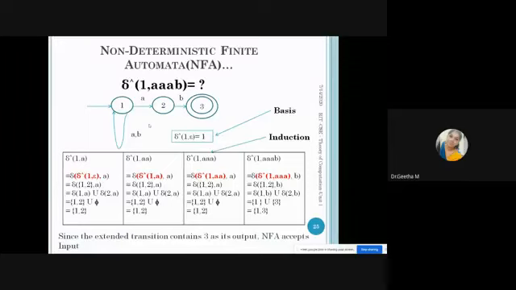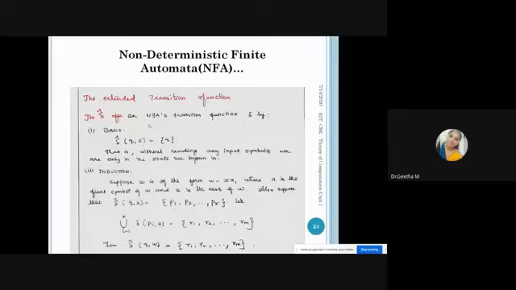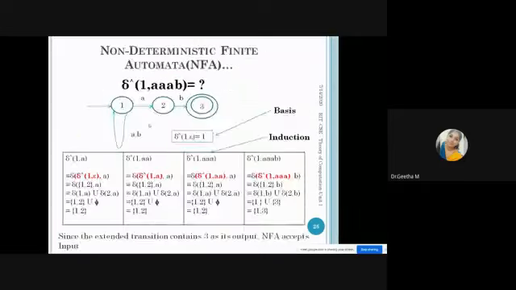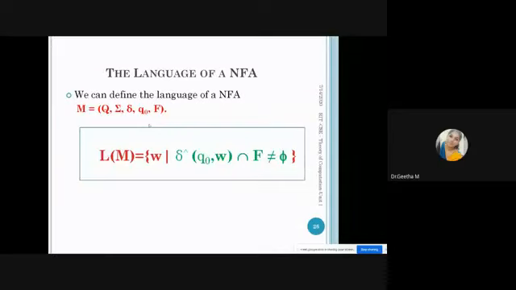I have written something wrongly here. Delta cap of 1 comma epsilon is 1. Then delta of 1 comma A is actually, yeah, tomorrow I'll explain with the whiteboard. Sorry, I have made some mistakes here. We'll see an example for extended transition tomorrow. But anyway, I'll explain the language of NFA.